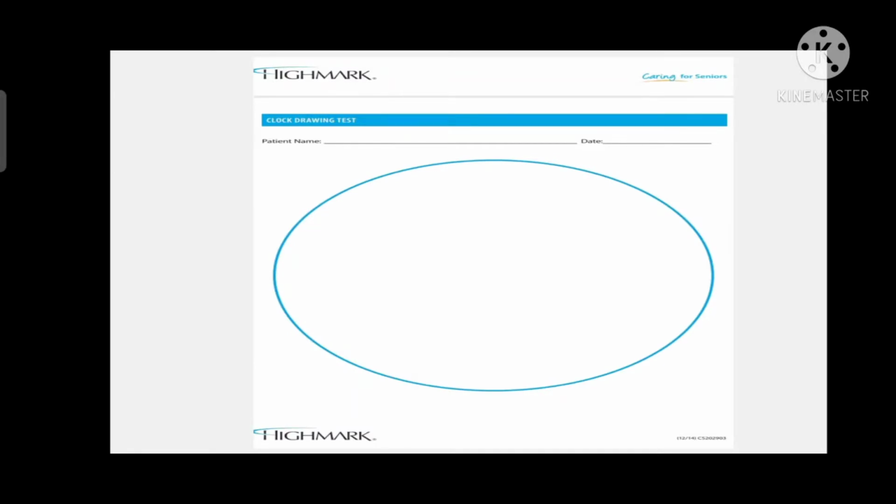So here's what it looks like. The administrator will give this piece of paper to the patient, and what the patient will do is put the numbers inside the circle.